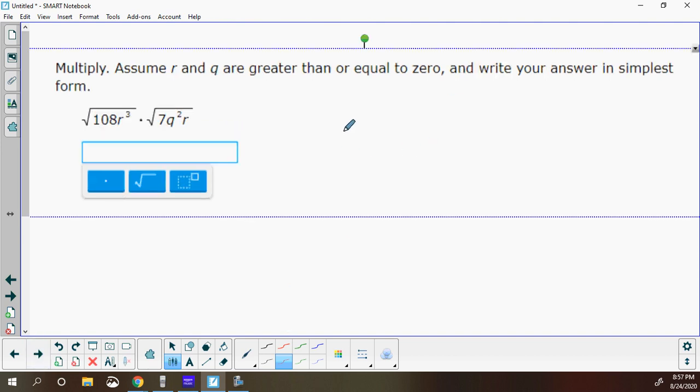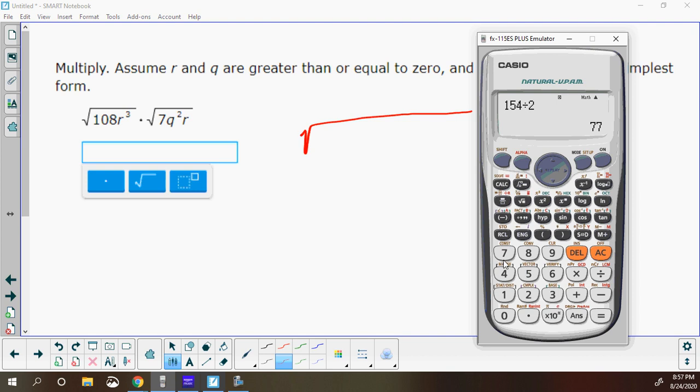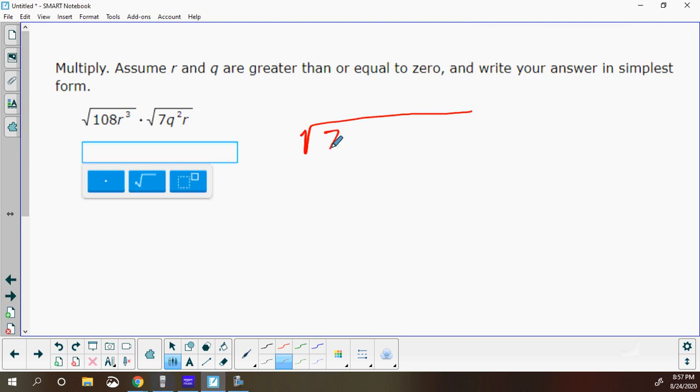For this one, I will just do it like normal. If you were to multiply everything, so 7 times 108, and then you'll see what I mean by learning to do this shortcut correctly. But if you're still learning, so be it. Multiply it out. 756. We have an R³. There's an imaginary R¹ there, so R to the 4th. And then Q squared.